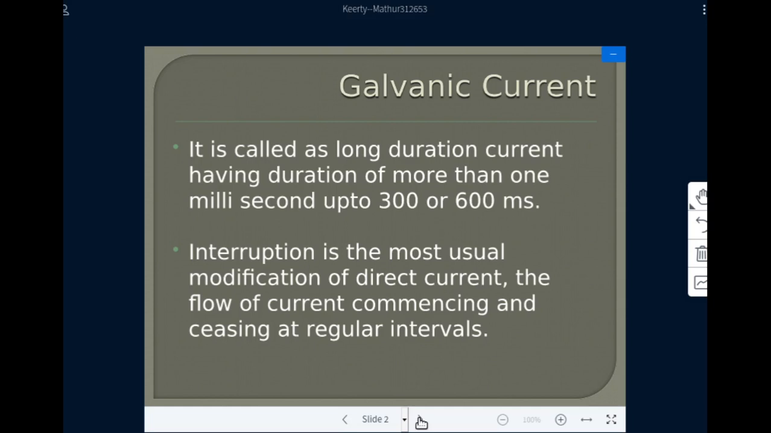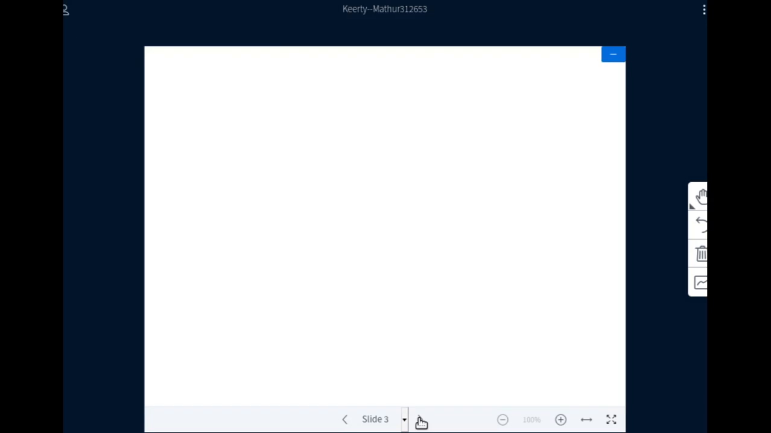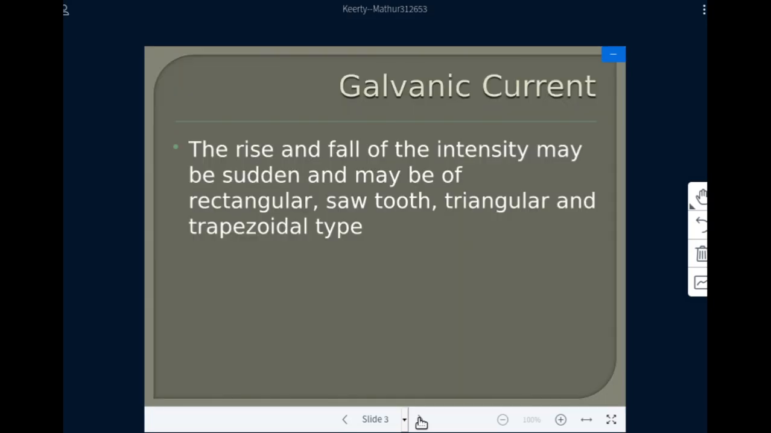It is called a long duration current, having a duration of more than 1 millisecond, and it can go up to 300 or 600 milliseconds. Interruption is the most usual modification of direct current. The flow of current commencing and ceasing at regular intervals means it is a direct current, but there are some interruptions. The rise and fall of the intensity may be sudden and may be of rectangular, sawtooth, triangular, and trapezoidal type. These variations in rise and fall are of different waveforms.